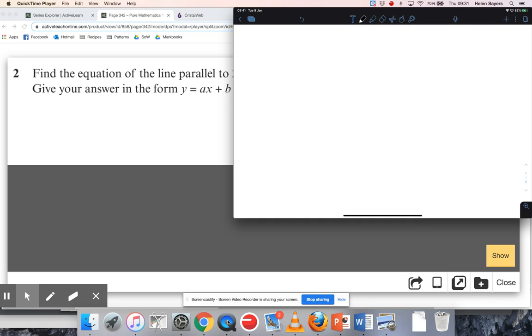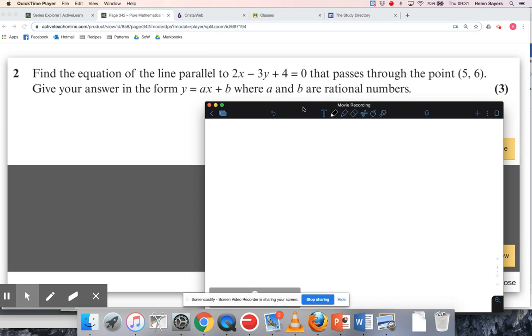Okay, so first things first, I want to get the gradient. So there's the, write down the equation that they gave me. I don't actually need the full rearrangement of that because it's only the gradient I need. So if I add the 3y over to the left-hand side and then divide by 3, so the 4/3, I mean, I might as well write it, but the 4/3 really isn't what I need to know. It's the gradient that I want. So the gradient of that line is 2/3.